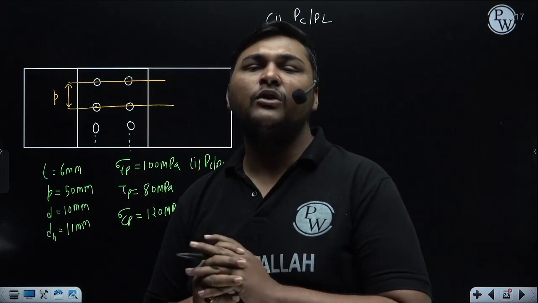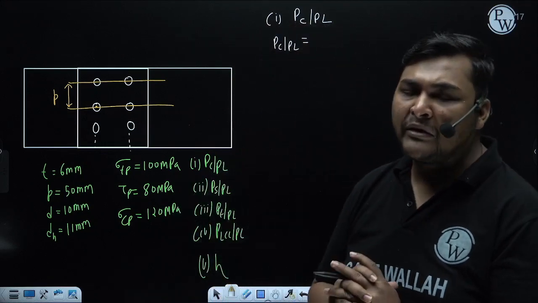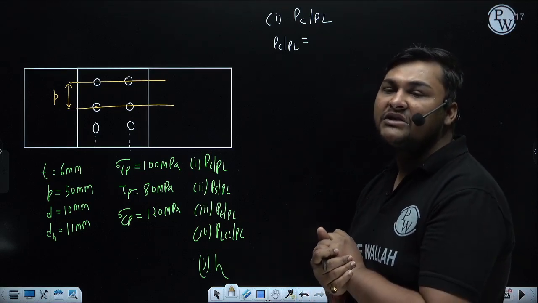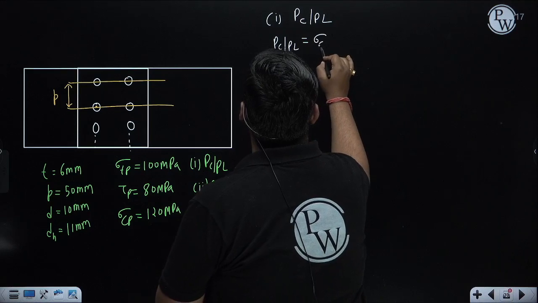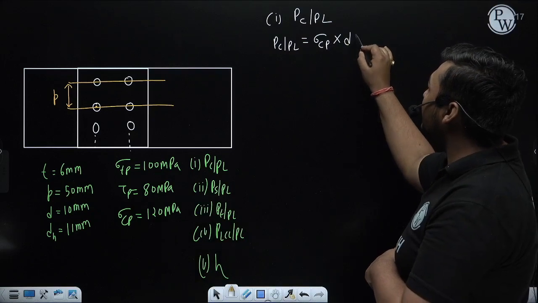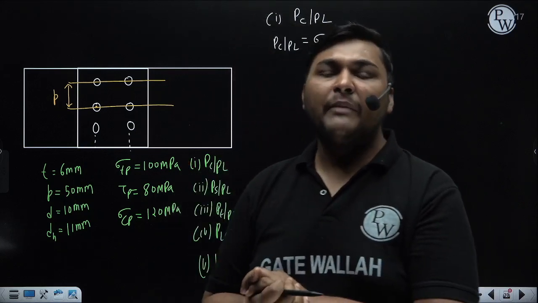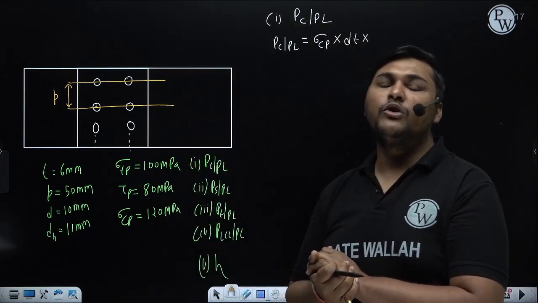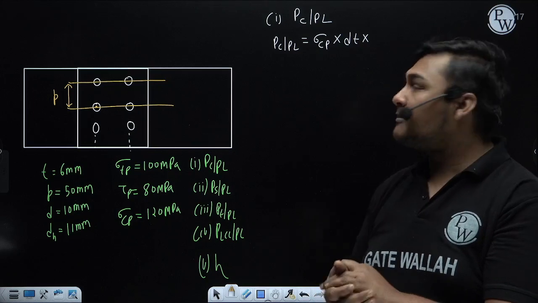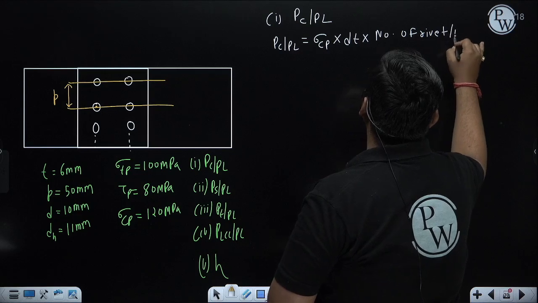Crushing load carrying capacity means the load carrying capacity to avoid crushing failure. To find its value, we equate actual crushing stress, sigma c, with permissible crushing stress, sigma cp, into the crushing area of one rivet. The crushing area of one rivet is d t, multiplied by the total number of rivets per plate if you are calculating total crushing load carrying capacity. But right now we are calculating it per pitch length, so we multiply by the number of rivets per pitch length.